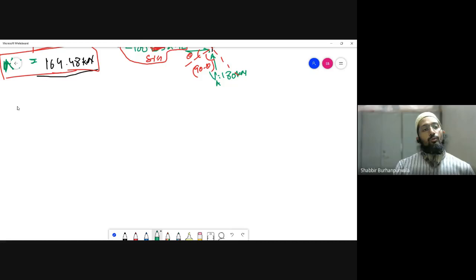For radial shear, we are going to have summation Fy equals 0 because we are considering radial shear in the y direction.